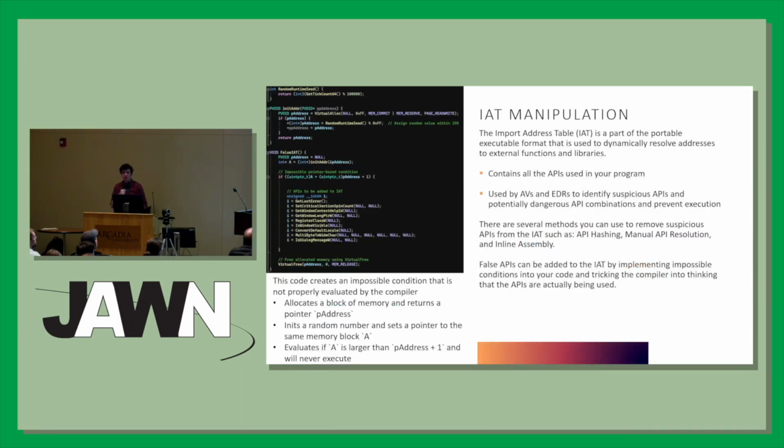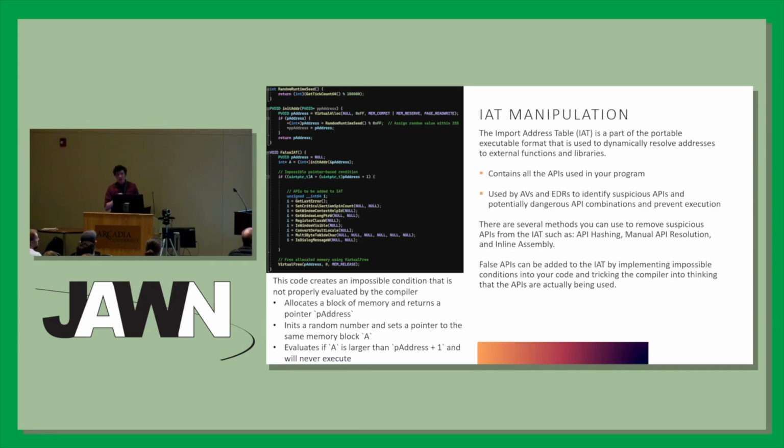Next, we're going to talk about getting rid of some of the indicators on your executables themselves. We're going to first start off with IAT manipulation. The import address table, or IAT, is a part of the portable executable format that is used to dynamically resolve addresses to external functions and libraries. It contains all of the APIs that you've used in your program, and it's used by AVs and EDRs to identify suspicious APIs and potentially dangerous API combinations and prevent execution of that file. There are several methods you can use to remove APIs from the IAT, such as API hashing, manual API resolution, and inline assembly. We're going to talk about API hashing on the next slide.